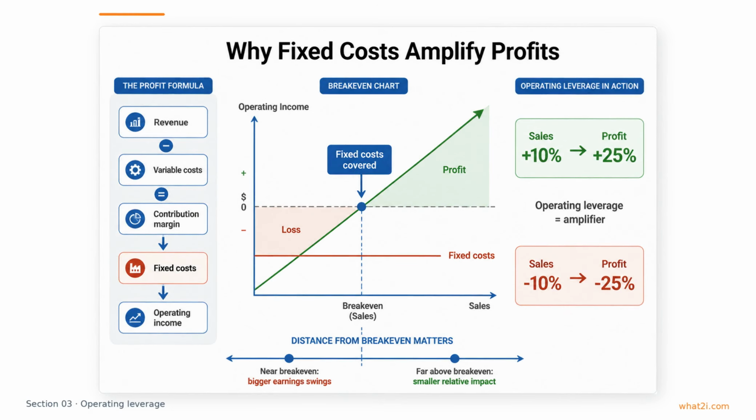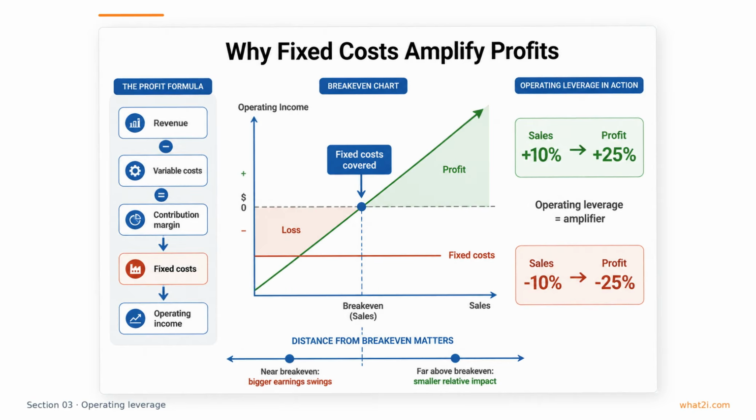Fixed costs create a threshold effect in profit. Before a firm covers its fixed costs, contribution margin is mostly being used just to keep the business afloat. After those fixed costs are covered, a much larger share of each extra sale flows into operating income. That is why profits can rise faster than sales once a company is above break even. It is also why profits can fall faster than sales when demand weakens. Operating leverage acts like an amplifier, and the amplification is usually strongest when the firm is close to break even.